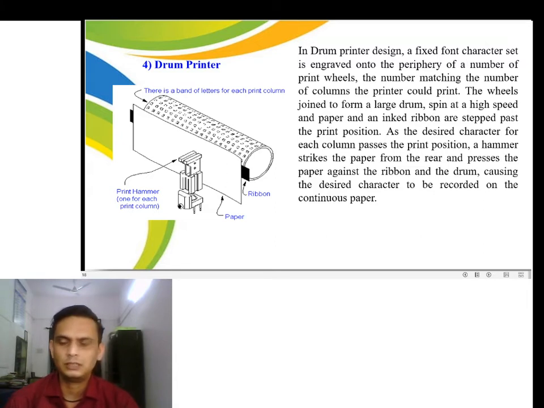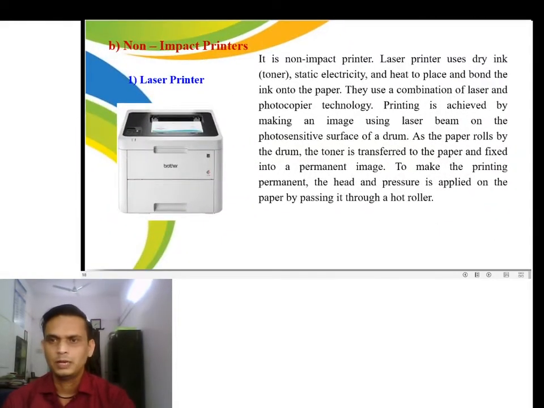As the desired character of each column passes the print position, a hammer strikes the paper from the rear and presses the paper against the ribbon and the drum, causing the desired character to be recorded on the continuous paper. The second type of printer is the non-impact printer.